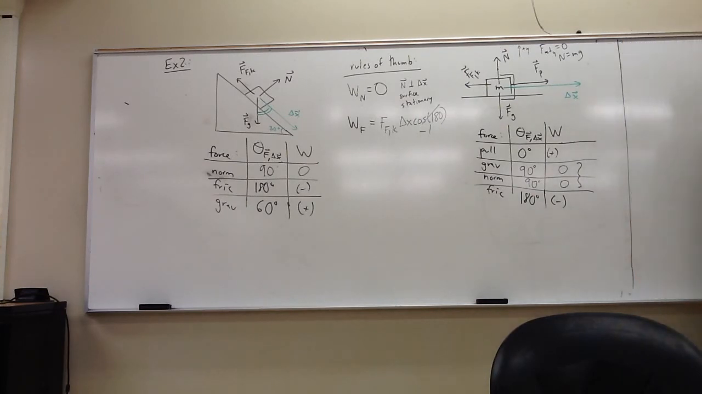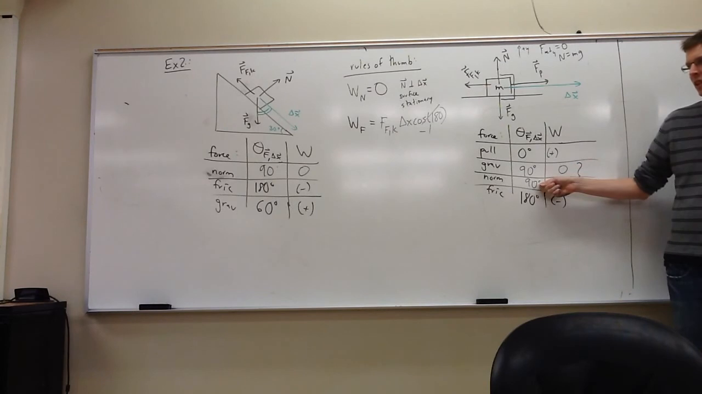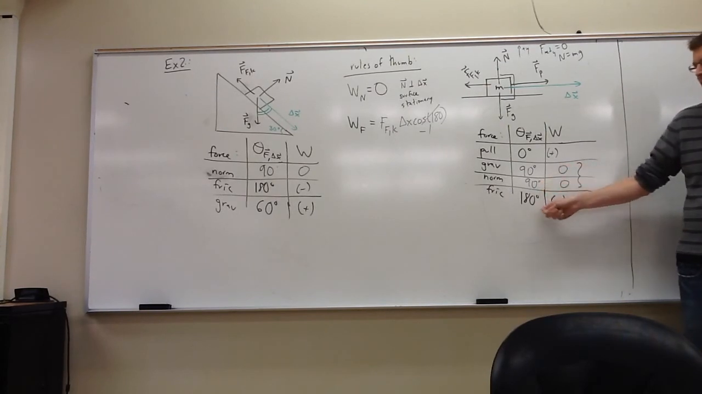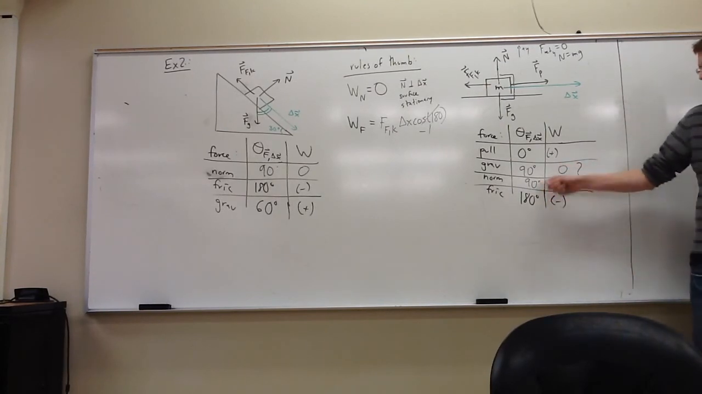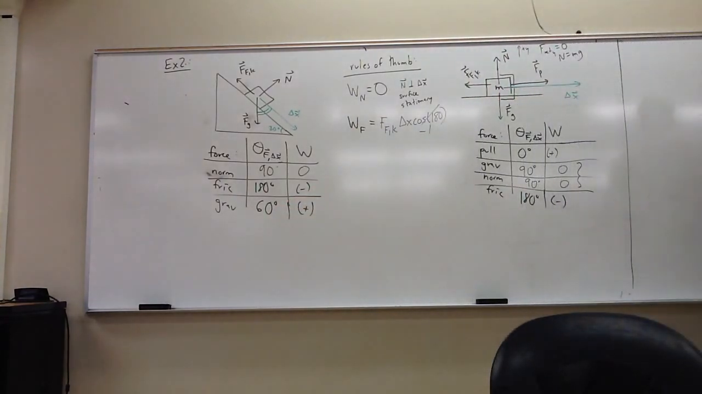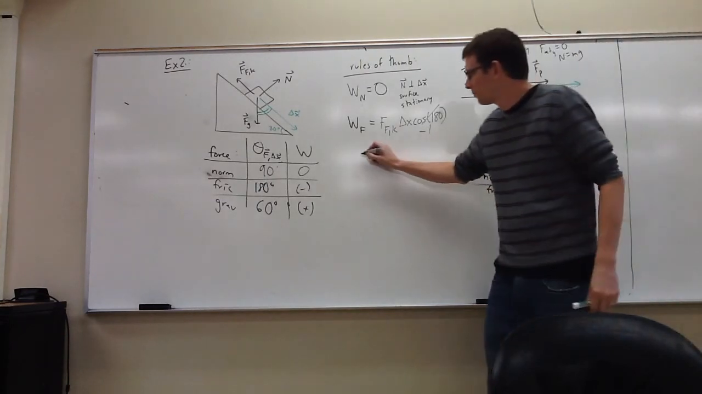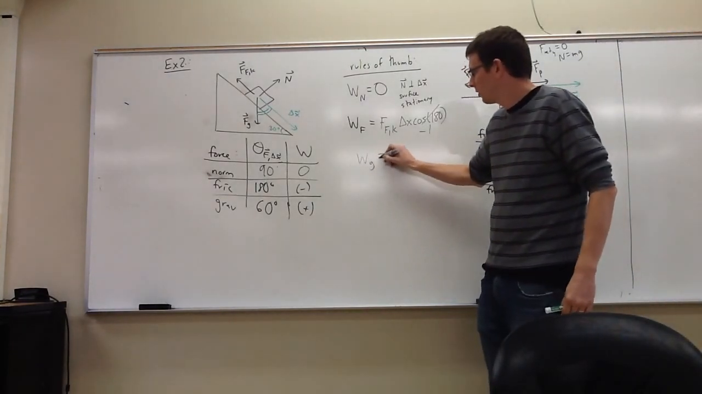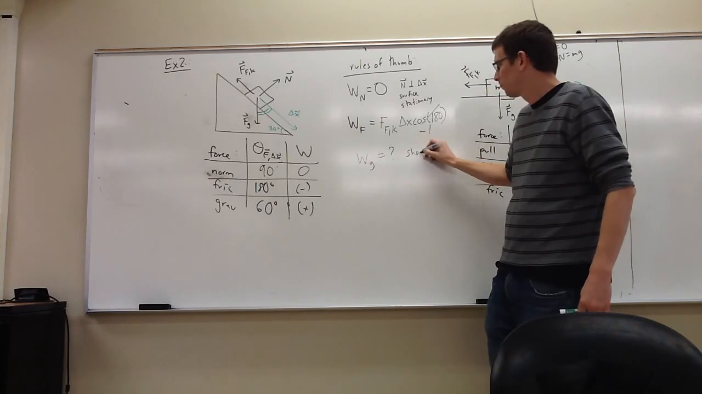Gravity, so far, is the only one of the three that appeared in both problems that seems to have eluded some kind of trick. So we said that the normal force is always 90 degrees, the friction is always 180, but gravity over here was 90, and over here it was 60, right? So the next order of business is to think about, is there a shortcut for this?